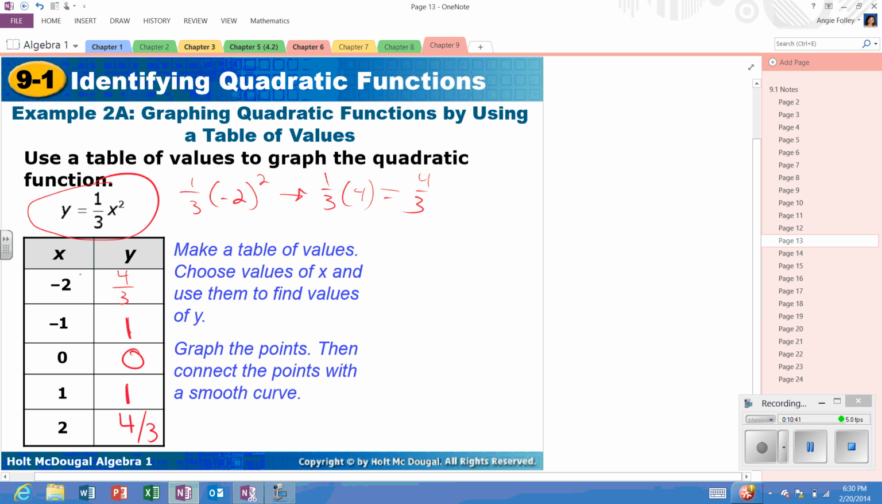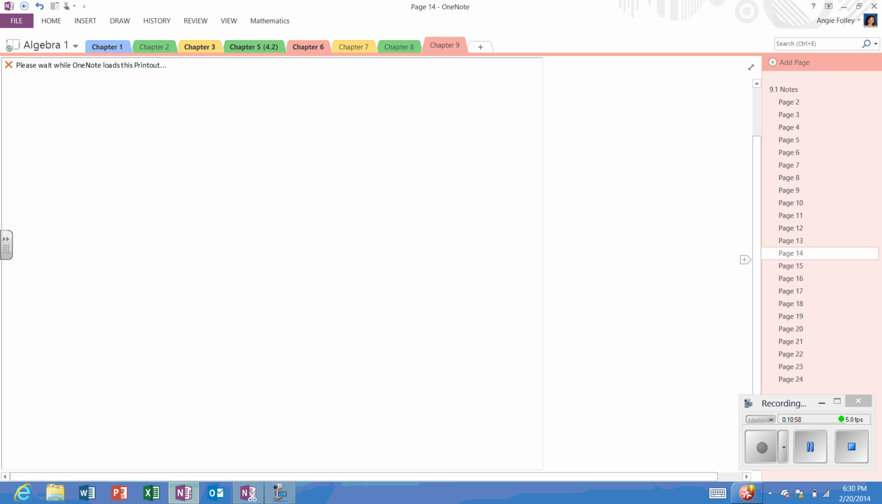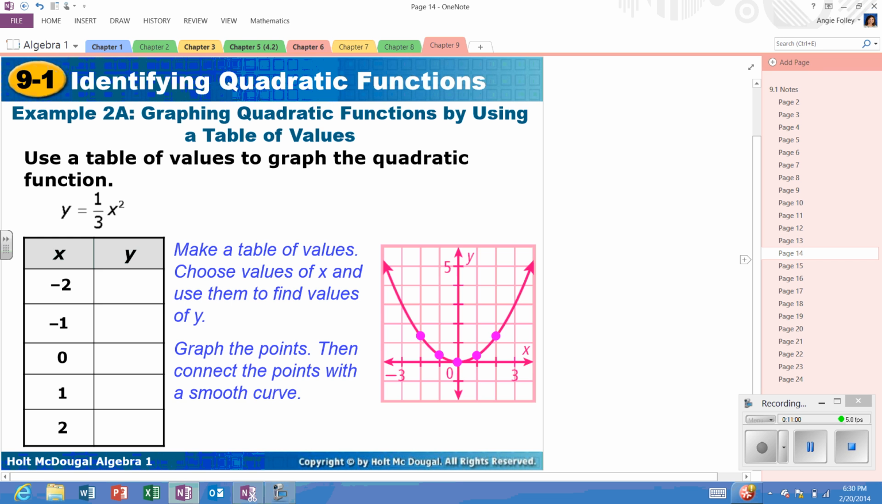Basically, you're just plugging these into x. So our points are -2, 4/3, then -1, 1, then 0, 0, then 1, 1, and 2, 4/3. On the next page, those are plotted for you. So we had the point 0, 0, -1, 1, 4/3, and 4/3.